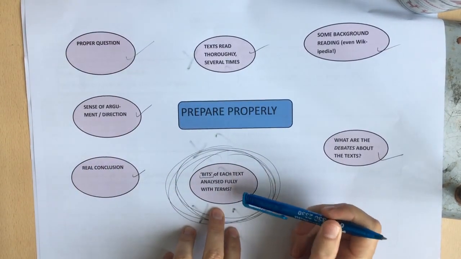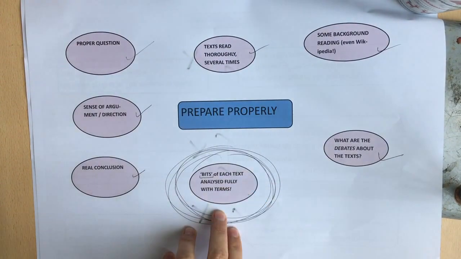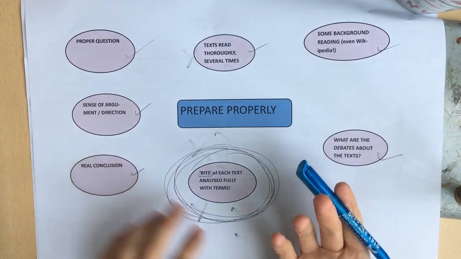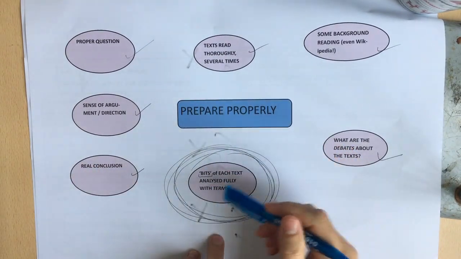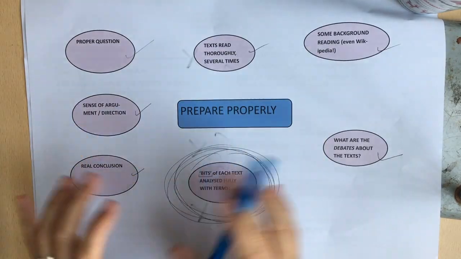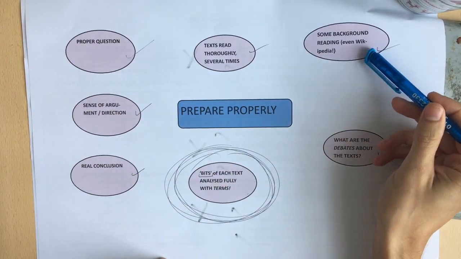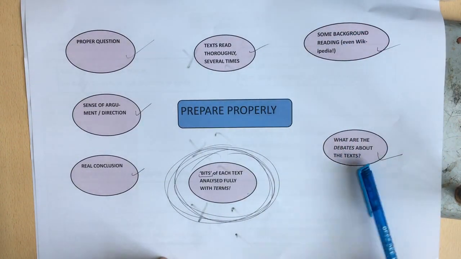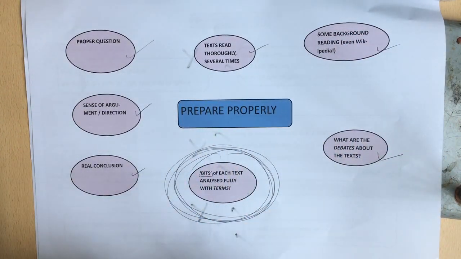We cannot give you any credit for paragraphs in your essay that don't have any terms in, because what are they if they're not bits of analysis of those texts? If you haven't got terminology, if you're not analysing the language, the way in which the author does something, we cannot give you any marks. Background readings, so you know what's going on in those texts, maybe some critical reading in subsequent drafts, and then what are the normal debates about those texts.